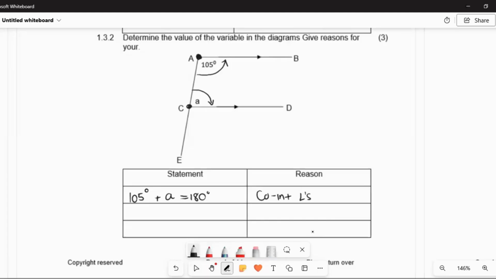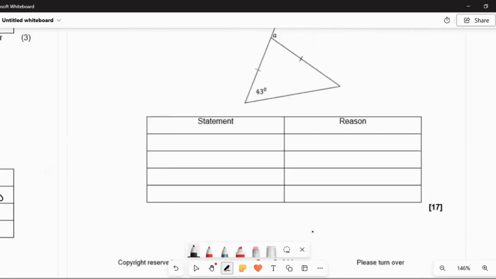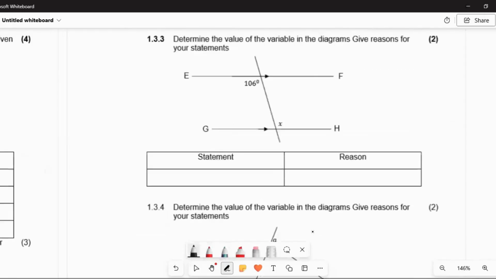How are they co-interior? Because line AB is parallel to line CD. And then from here on, just going straight forward, we're taking this one over to that side. I'm going to have A equals 180 minus 105. And finally, A equals 75 degrees, right? That's just how we go about it. And then now coming to this one.